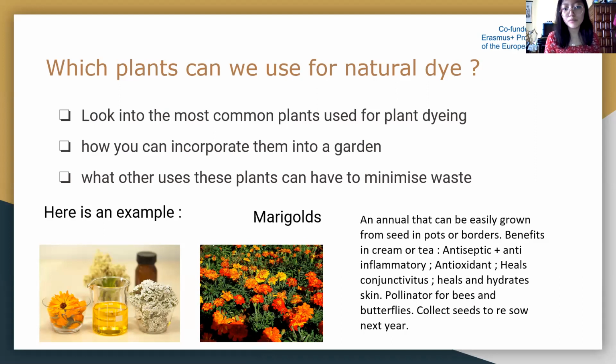Here's an example, marigolds, an annual that can be easily grown from seed in pots or borders. Benefits include tea-like antiseptic plus anti-inflammatory, antioxidant, heals conjunctivitis, heals and hydrates skin, pollinator for bees and butterflies, and collects seeds to resow next year. So as you can see, marigolds are a really useful flower.